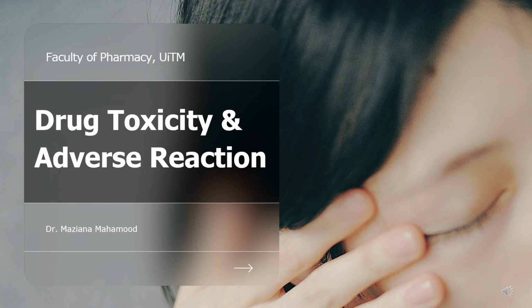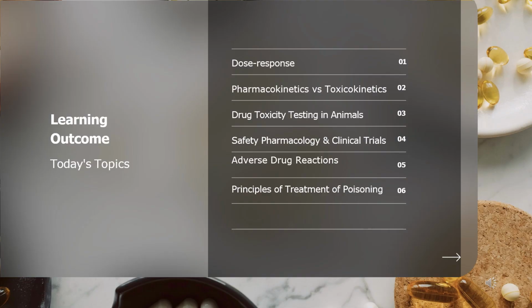Assalamualaikum and hi everyone. Today we are going to learn about drug toxicity and adverse reaction. In this topic, we are going to learn about dose response, pharmacokinetics, and toxicokinetics, the drug toxicity testing in animal study, the safety pharmacology and clinical trials, adverse drug reactions, and also principles of treatment of poisoning.